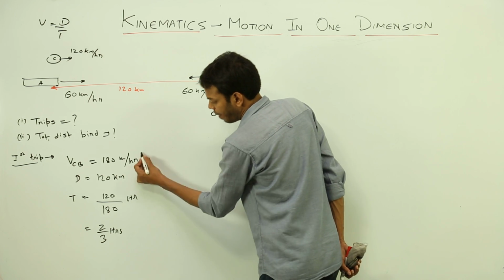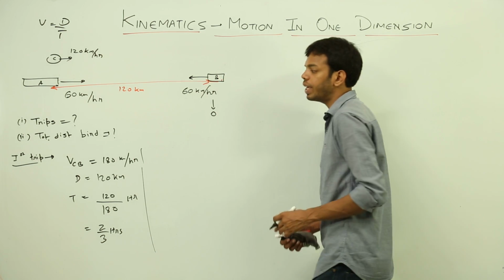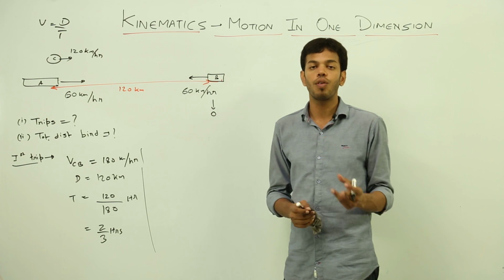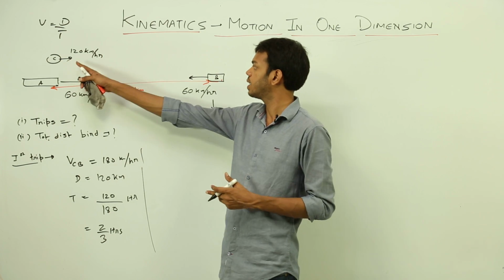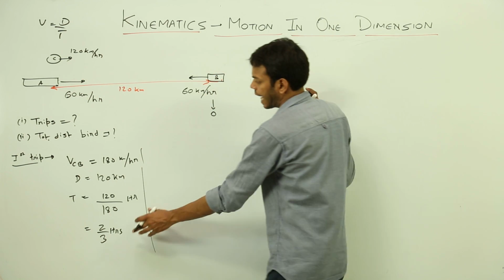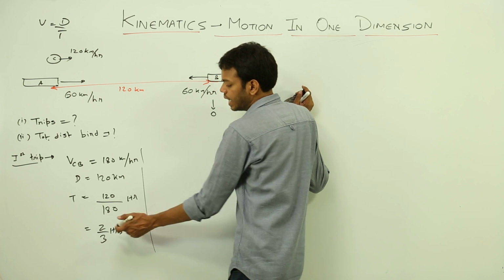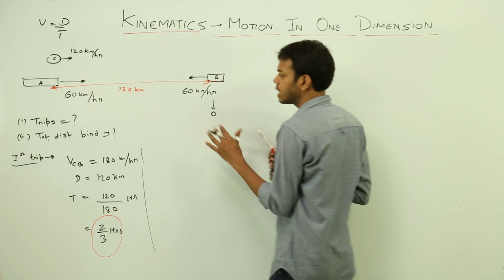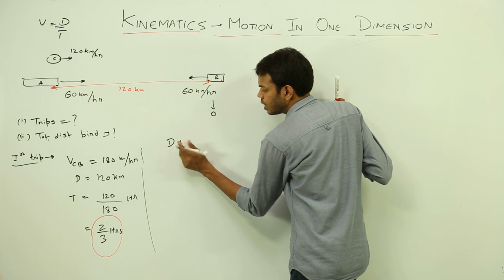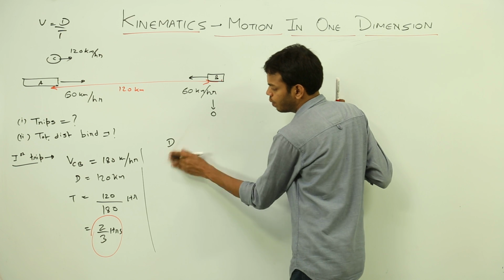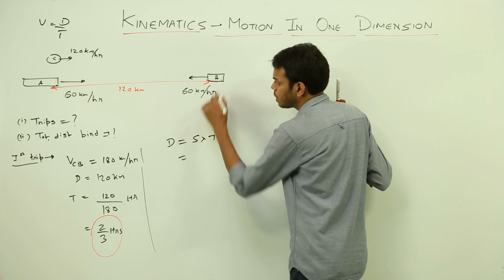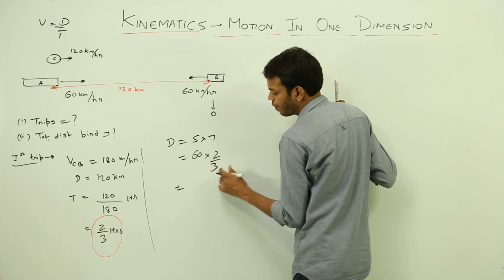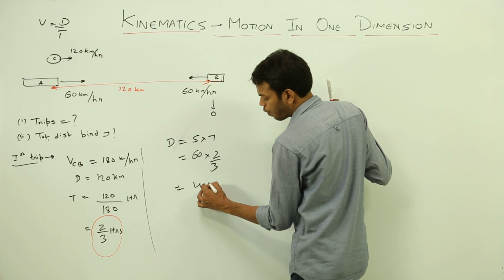Number two, before I go towards the second trip, should we calculate what distance these trains covered before bird C reaches train B? The time taken by the bird is 2/3 hours. That means this is the time in which both the trains have already traveled some distance. Distance is equal to speed into time. The speed of each train is 60, and the time is 2/3 hours. That will give you 20 into 2, that is 40 kilometers.